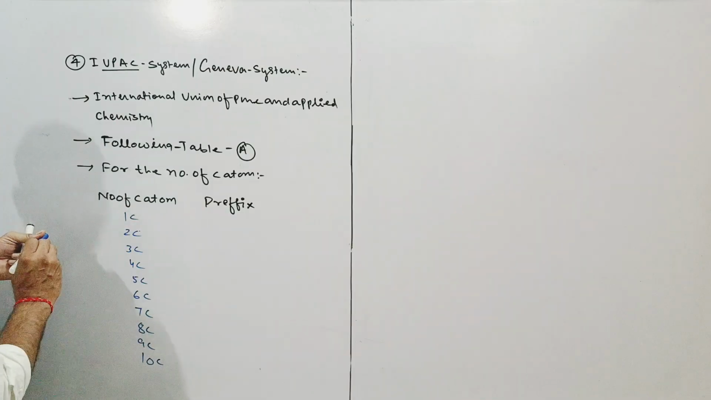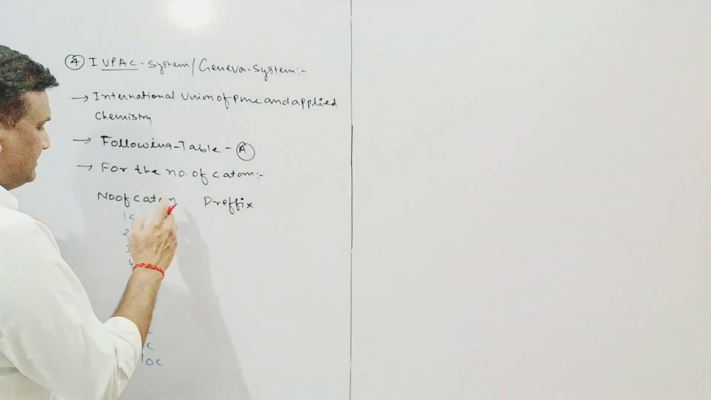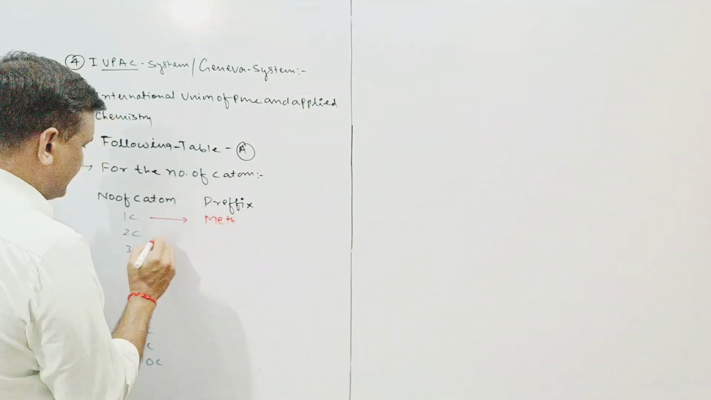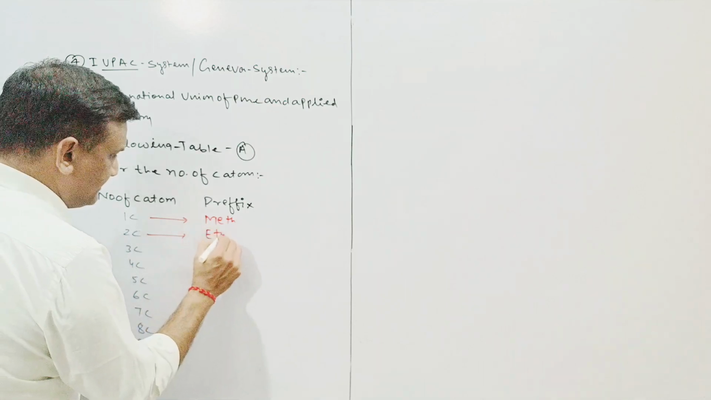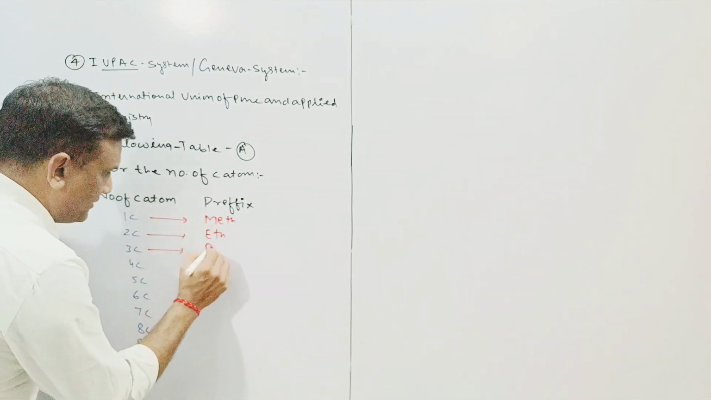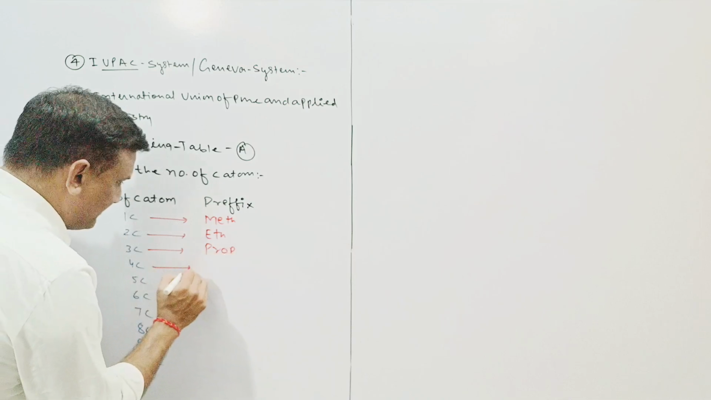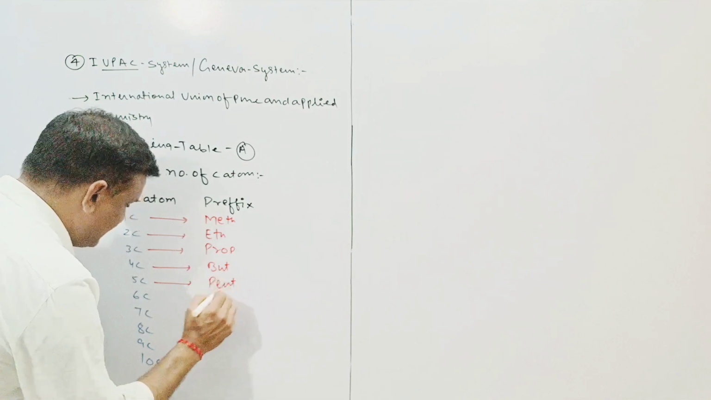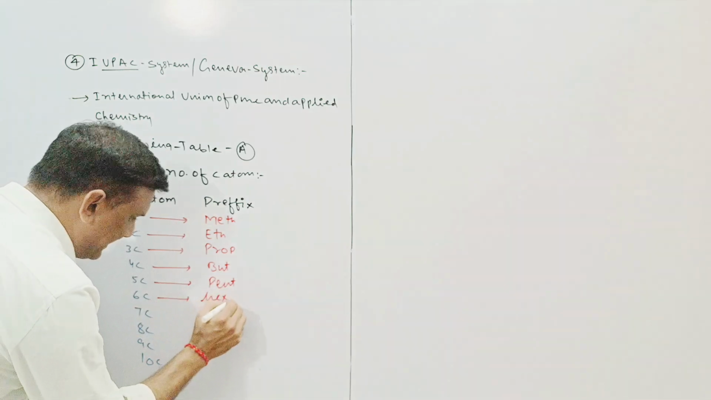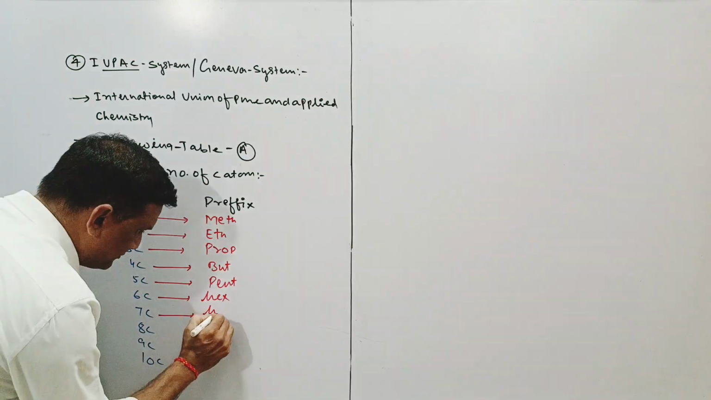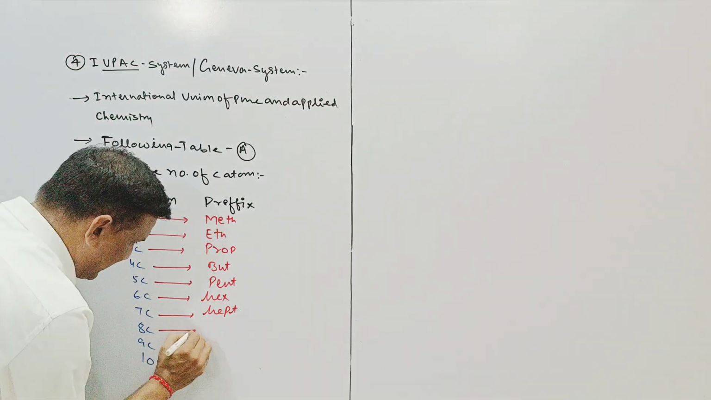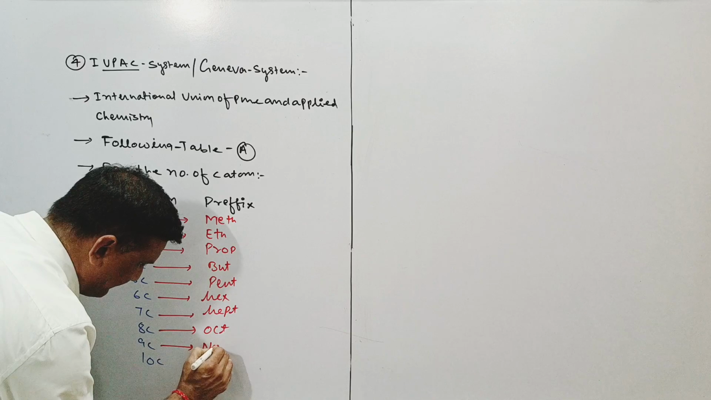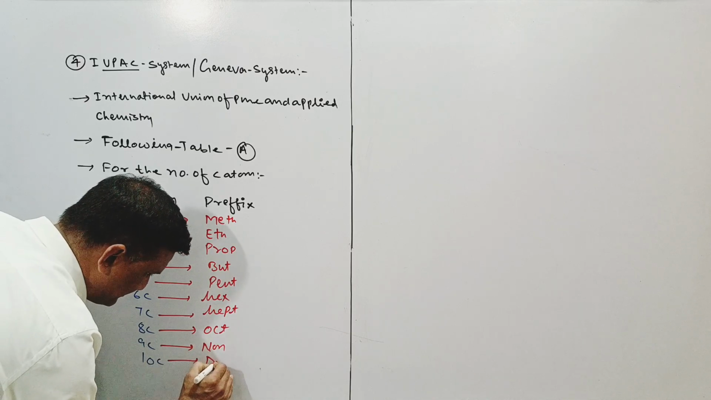Then regarding this, it will use some of the prefix. For 1 carbon atom, it will use meth. For 2 carbon atom, it will use eth. For 3 carbon atom, it will use prop. For 4 carbon atom, it will use but. For 5 carbon atom, it will use pent. For 6 carbon atom, it will use hex. For 7 carbon atom, it will use hept. For 8 carbon atom, it will use oct. For 9 carbon, it will use non. And for 10 carbon, it will use dec.